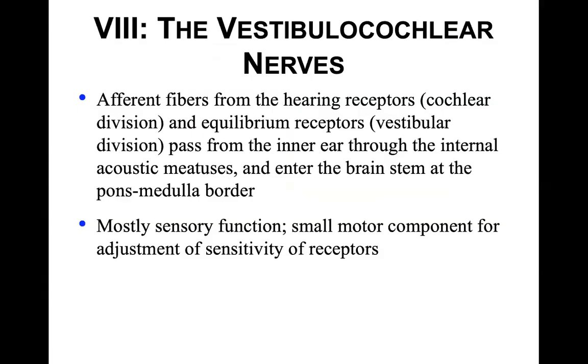Number 8 is the vestibulocochlear nerve. These are afferent fibers for hearing receptors, the cochlear division, and equilibrium receptors, the vestibular division, which pass from the inner ear through the internal acoustic meatus and enter the brainstem at the pons-medulla border. This is mostly sensory in function, with a small motor component for adjustment of sensitivity of the receptors.